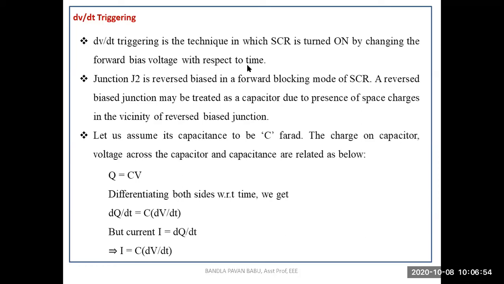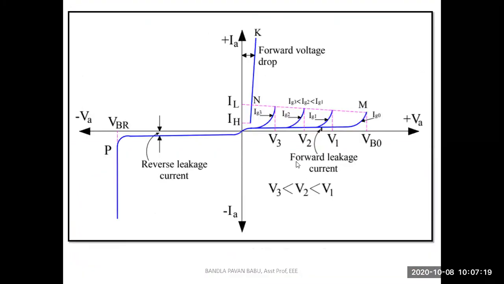Forget about the gate current. Now we are changing the voltage with respect to time, that is nothing but the forward biased voltage. At this moment, J2 is reverse biased in a forward blocking mode. That is a well-known thing. And a reverse biased junction may be treated as a capacitor, because it has a P layer and an N layer. You can see the figure here.